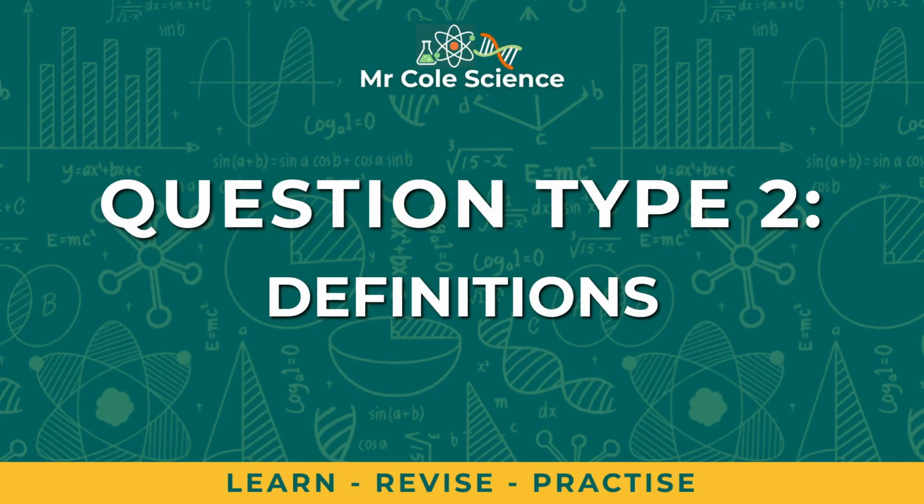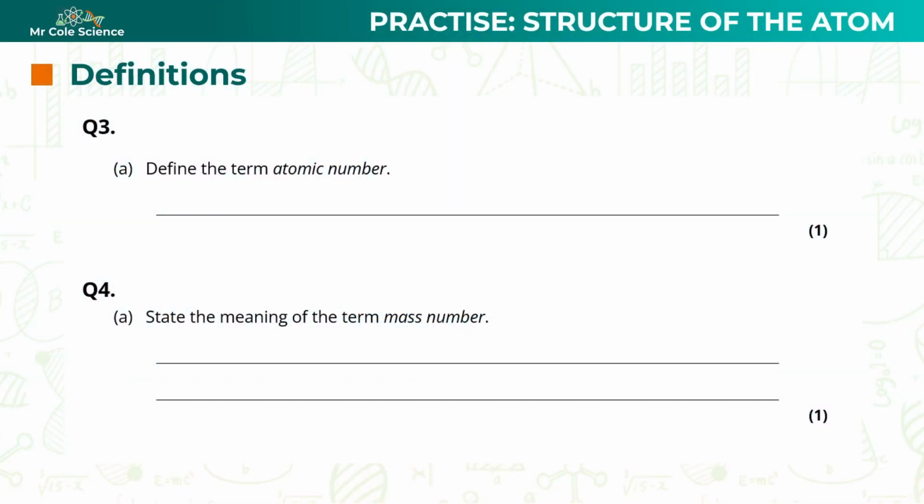Our next type of question is all about definitions. Now, there's only 2 key definitions we've covered in this topic, and they both come up as part of larger exam questions. Firstly, we're being asked to define the term atomic number. Assuming you've learnt your definitions, this is nice and easy. The number of protons in the nucleus. 1 mark, that's generally well answered by students.